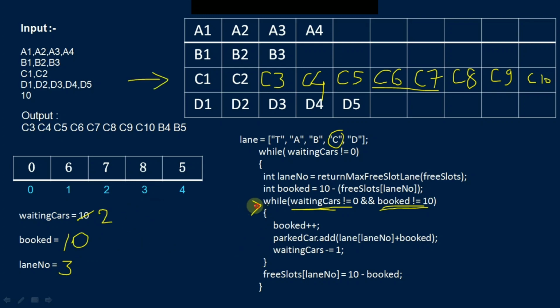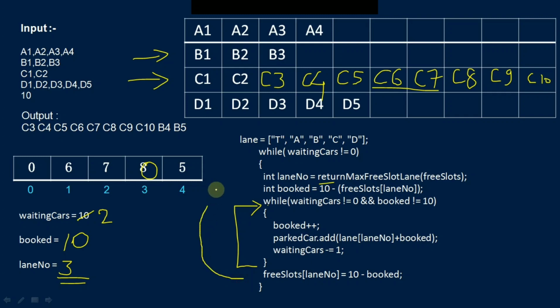After exiting from this inner while loop, here is another line. Here we are saying free slots of lane number. Lane number is 3, so free slots of 3, and we are targeting this cell, equal to 10 minus booked. The booked value has already become 10, so 10 minus 10 returns 0. So we are assigning 0 at the third cell, so now it will become 0. That means at lane C there are no free slots.